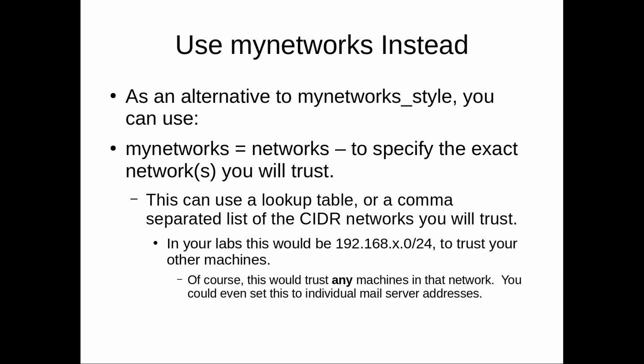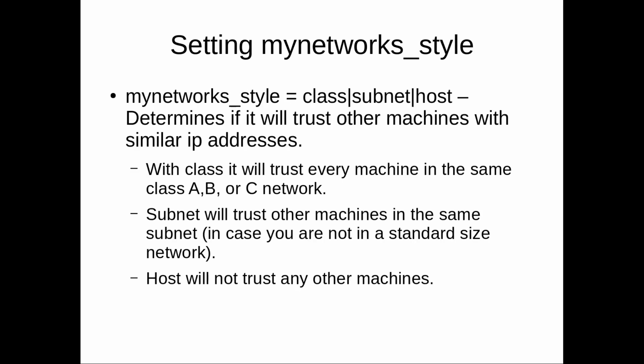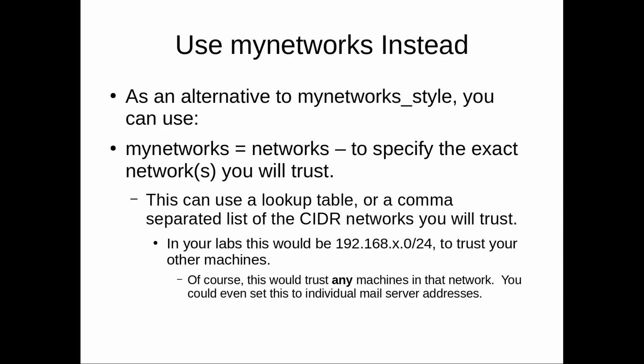So in my network, I'm using 192.168.122.0/24 for this demodomain.ca. So if I said mynetworks equals that, it would be the equivalent of saying subnet back here. I'm saying I trust every machine in that network, and I will relay mail for them. I'm hoping I can; nobody else has access to this network.